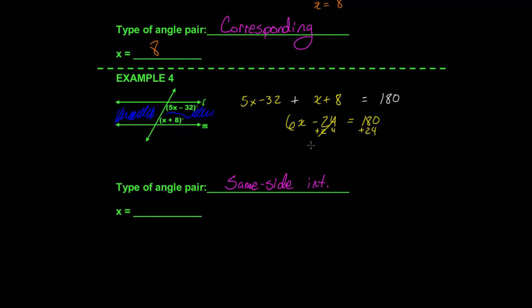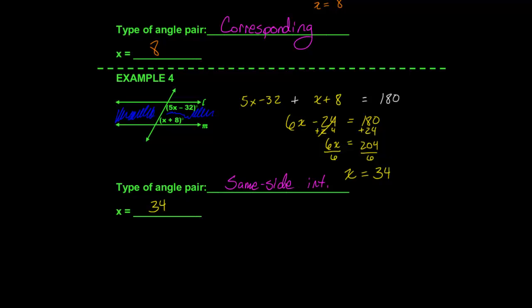Add 24 to both sides. That will eliminate it from this side, leaving you just 6x equals, do the math here, 204. Divide both sides by 6. That will give us our answer: x equals 34. X equals 34.